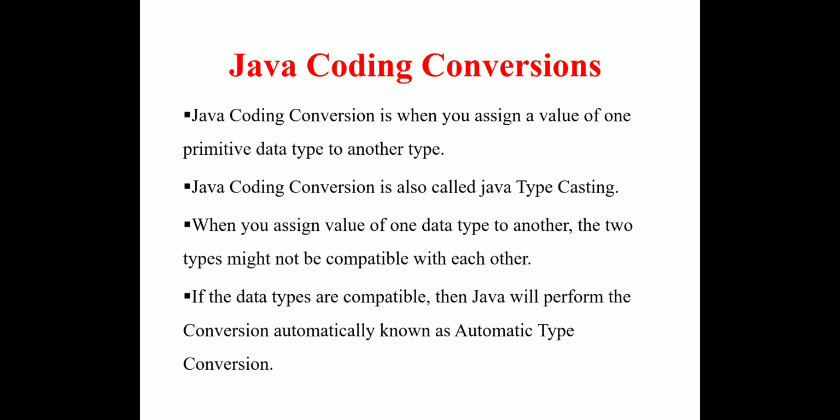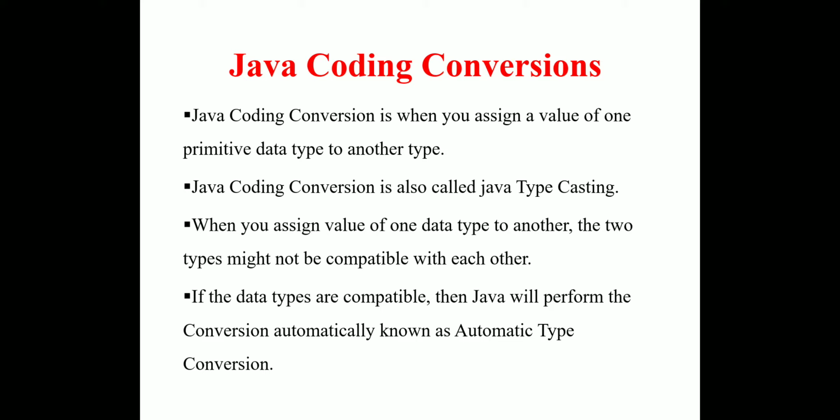In this class, I am going to discuss Java coding conversion. What is coding conversion? Now, we can discuss. Java coding conversion is when you assign a value of one primitive data type to another. It means converting a data type from one to another.